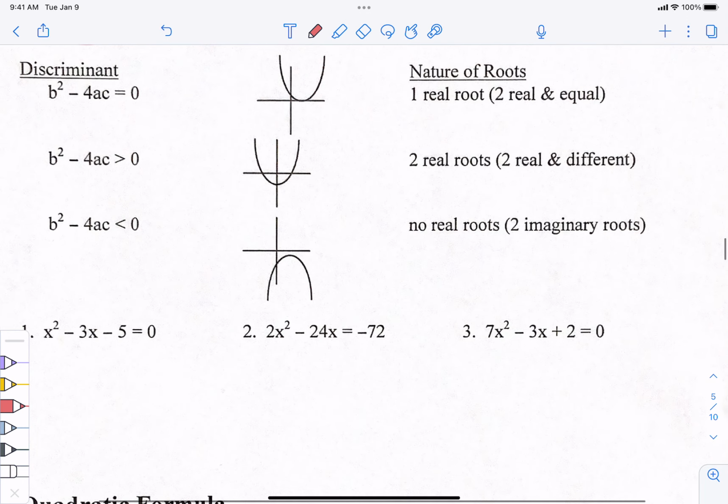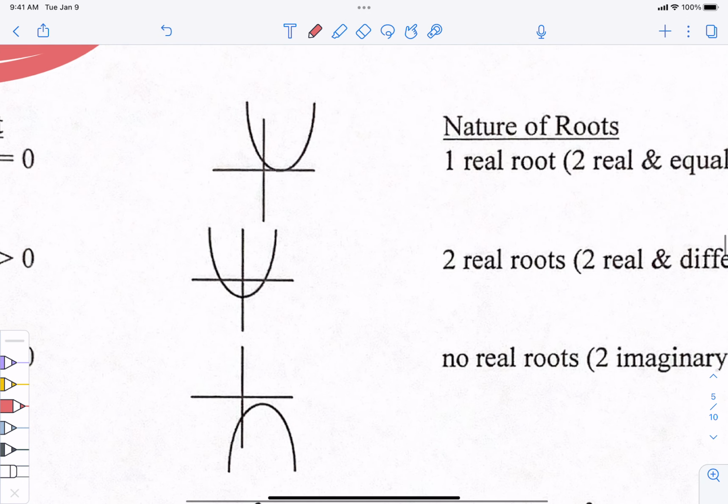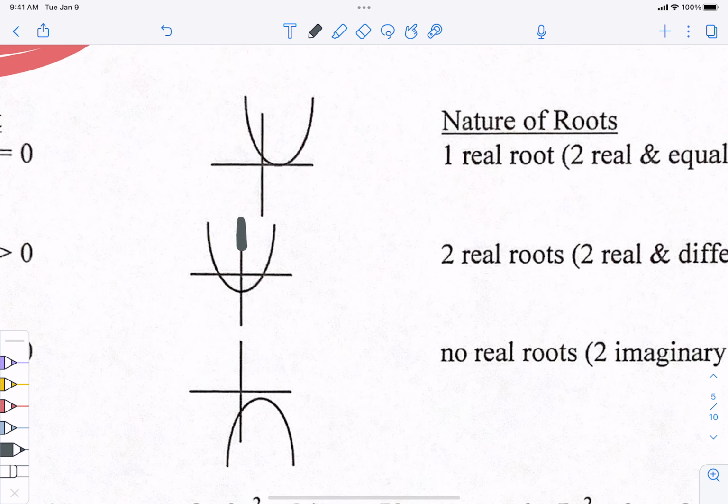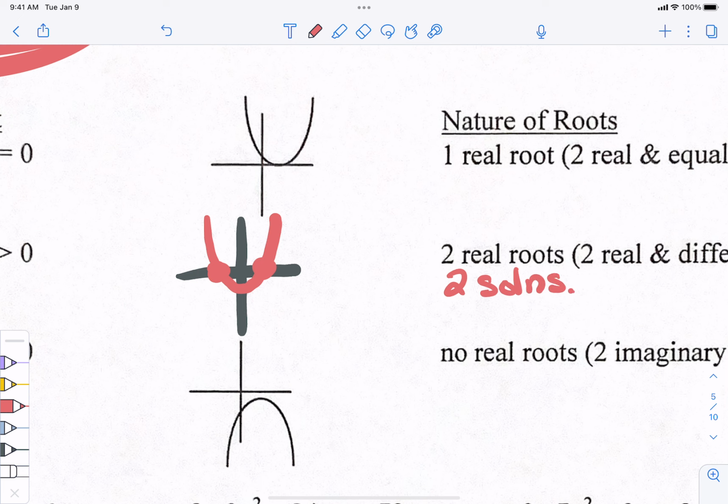Here are 3 scenarios that you could have. Look at these graphs. The first one, actually the middle one is what I'm going to talk about first. That middle one is what usually we have happen, and that is having 2 places where it crosses. So this is where 2 solutions happen, and you can abbreviate if you want to. We have 2 places where it touches.